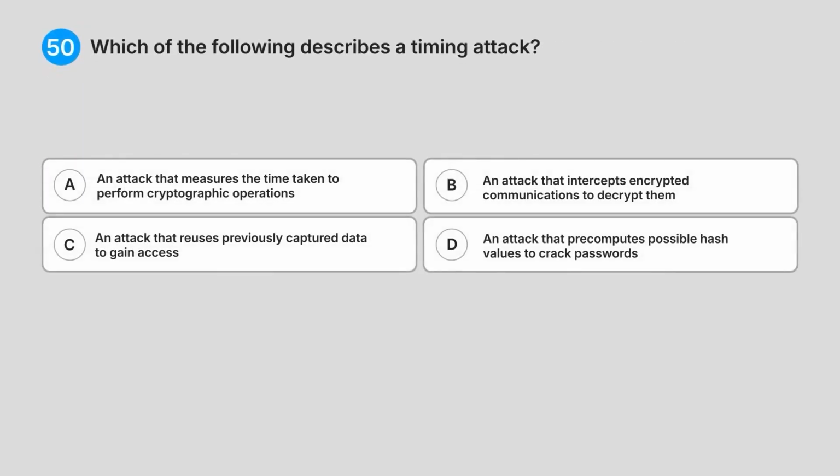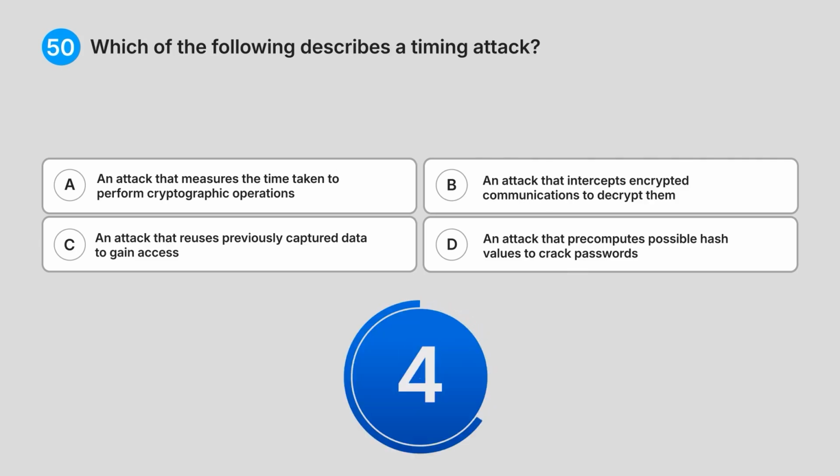50. Which of the following describes a timing attack? A. An attack that measures the time taken to perform cryptographic operations. B. An attack that intercepts encrypted communications to decrypt them. C. An attack that reuses previously captured data to gain access. D. An attack that pre-computes possible hash values to crack passwords. Do you know the answer?